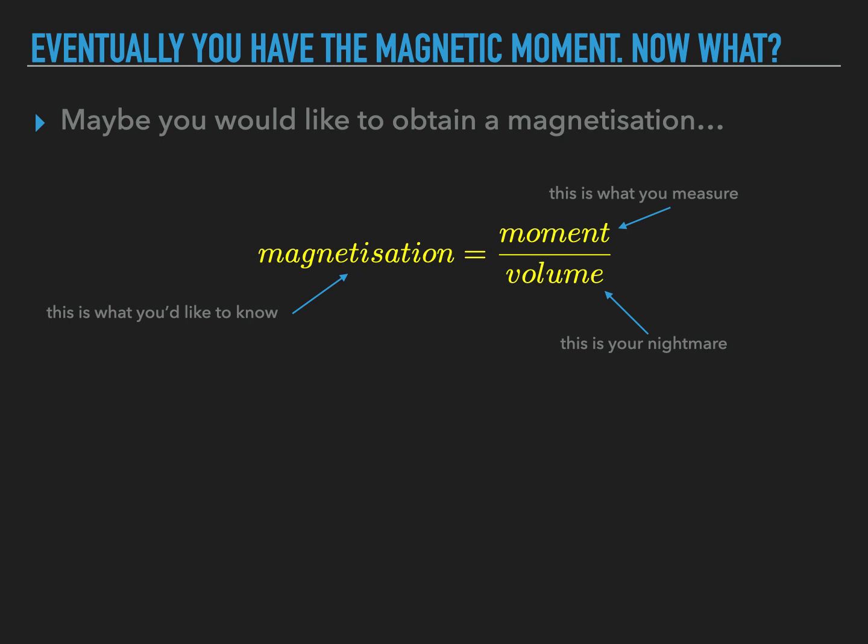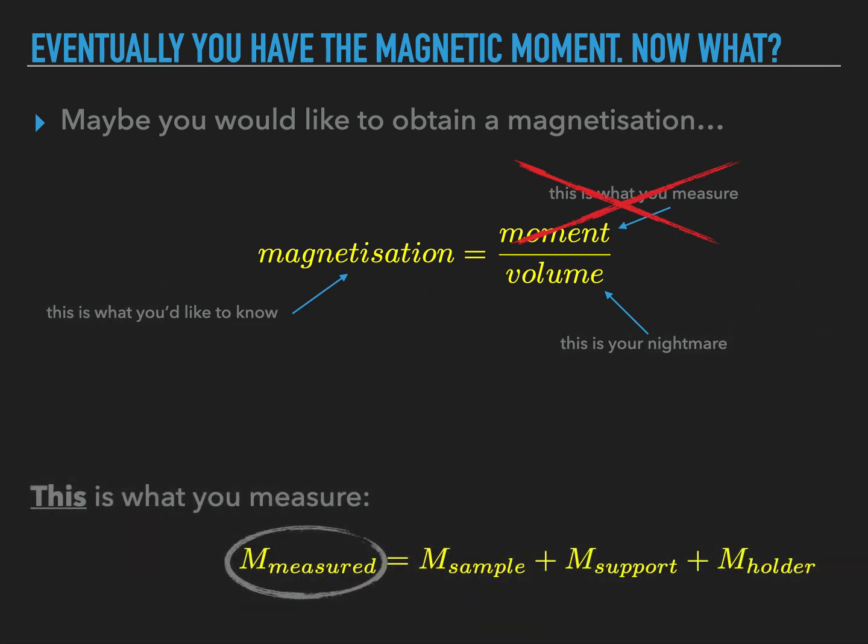Now that we have the magnetic moment measured by the magnetometer, it's about time to figure out a way to determine the sample volume in order to be able to calculate the magnetization. Except that it's not true that what you have obtained so far is the magnetic moment of the sample. What you have measured so far is a magnetic moment that is the sum of 3 contributions. The magnetic moment of the sample, that is the final result that you want to obtain, is just one of these 3 contributions.